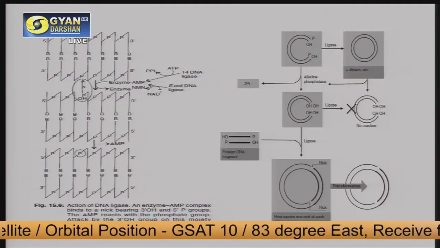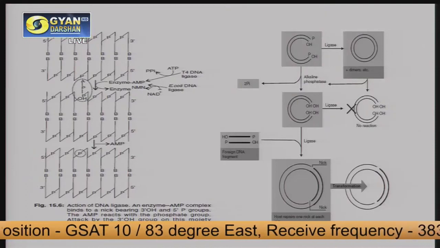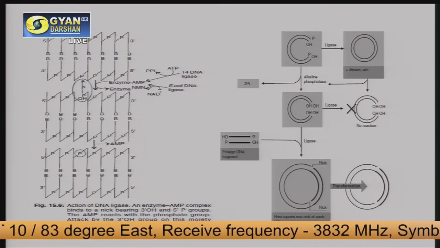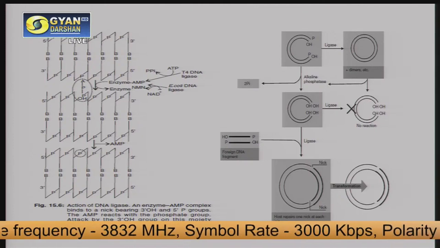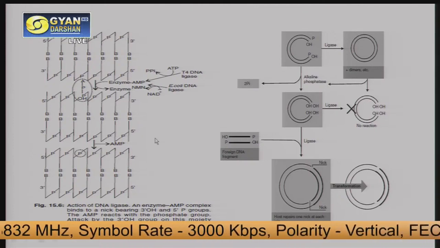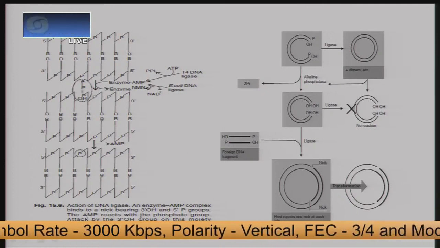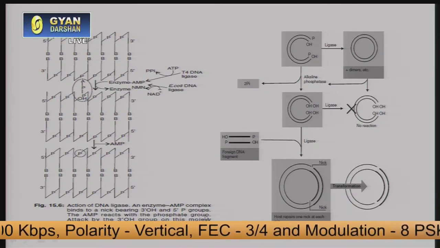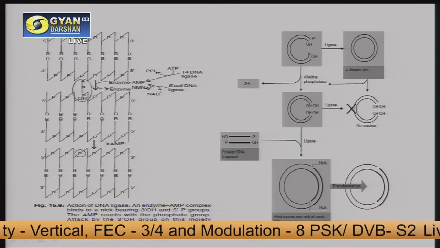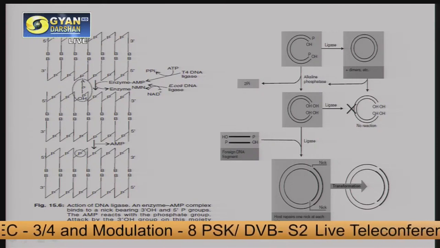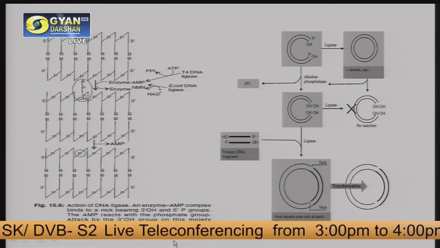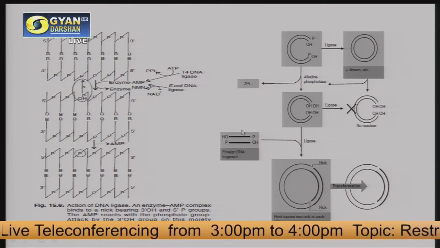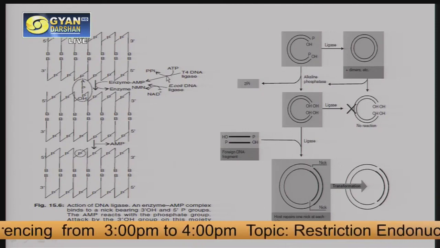So if you take a look at this figure, here I have placed side by side the mechanism for DNA ligase and the mechanism for alkaline phosphatase. For DNA ligase, an enzyme-AMP complex is formed which binds to a nick bearing 3' hydroxyl and 5' phosphate groups. The AMP reacts with the phosphate group, which is attacked by the 3' hydroxyl group, and it generates a new phosphodiester bond. So this is actually the mechanism for the ligation.